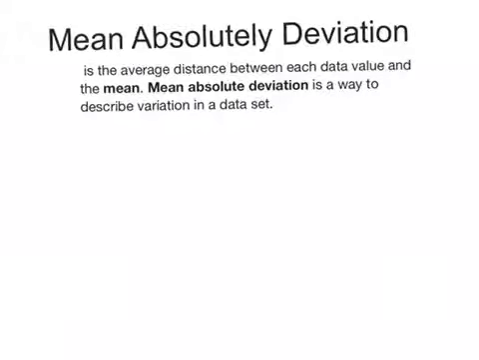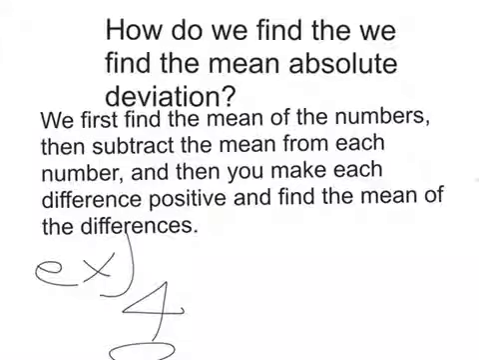Today we're going to be talking about the mean absolute deviation. The mean absolute deviation is the average distance between each data value and the mean. It is a way to describe variation in a data set. So in this video, we are going to learn how to get the mean absolute deviation from a data set. So how do we find the mean absolute deviation?